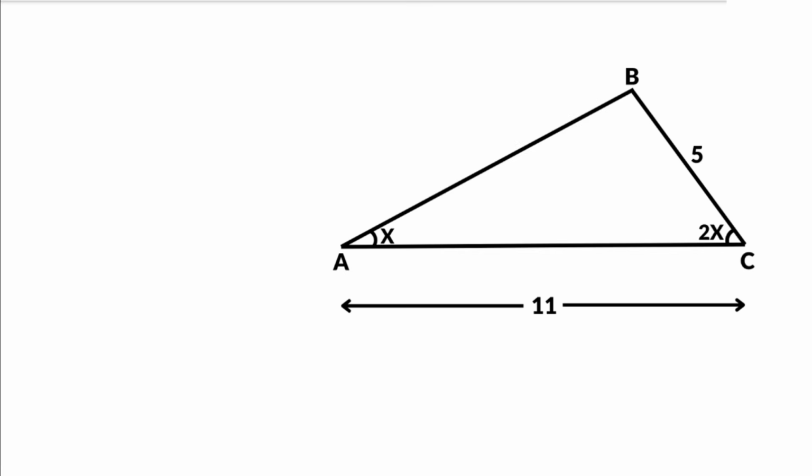We are also given two side lengths. The long bottom base, AC, is exactly 11 units, and the short right side, BC, is exactly 5 units. Our mission is to find the exact area of the entire triangle.